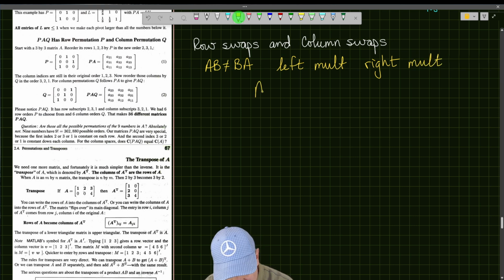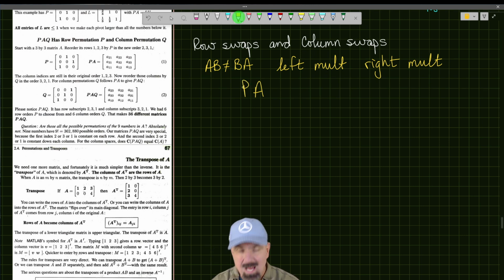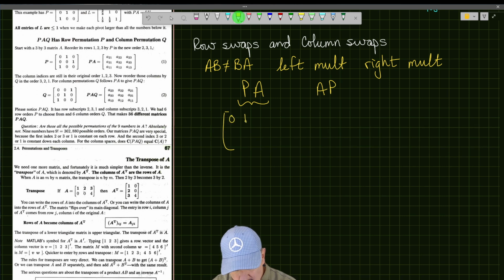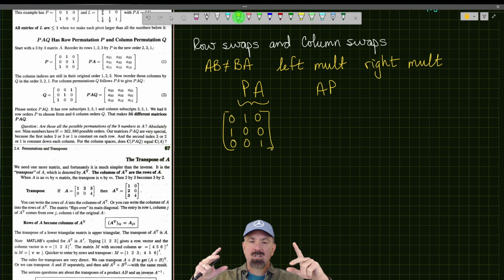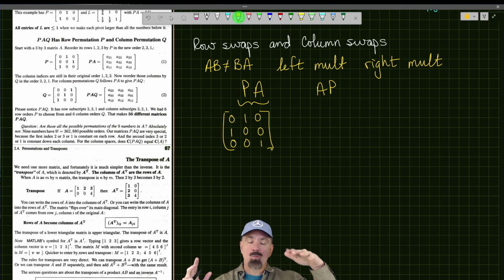So when we have a matrix A and we want to multiply by a permutation matrix, we could multiply on the left-hand side, or we could multiply on the right-hand side. And that's how we refer to them: left multiplication, right multiplication. In the case of permutation matrices, left multiplication, and if we think about what this is, let's go back to our previous example where we are swapping the first and second rows.